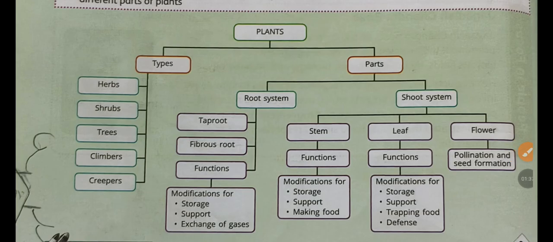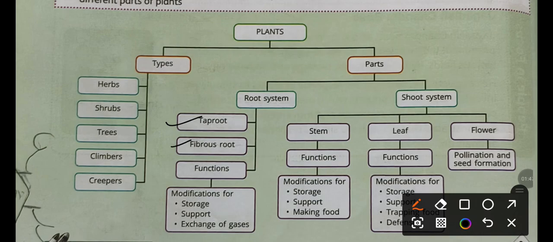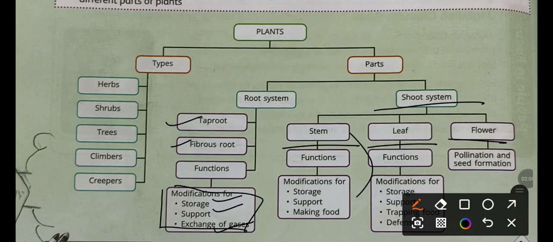Now their parts would be root system and shoot system. The root system consists of taproot and fibrous roots, and their functions are over here. They are modified for storage, support, and exchange of gases, and the shoot system is modified into three parts: stem, leaf, and flowers. The stem is mostly modified for storage, support, and making food.